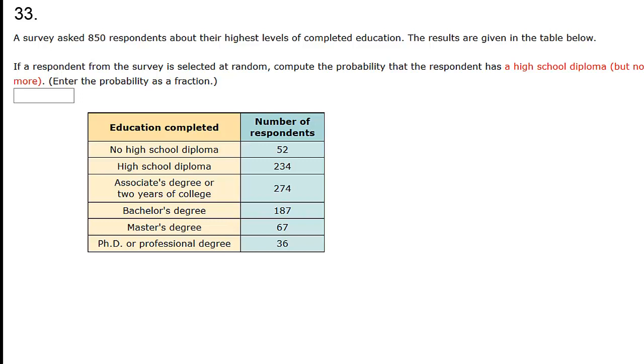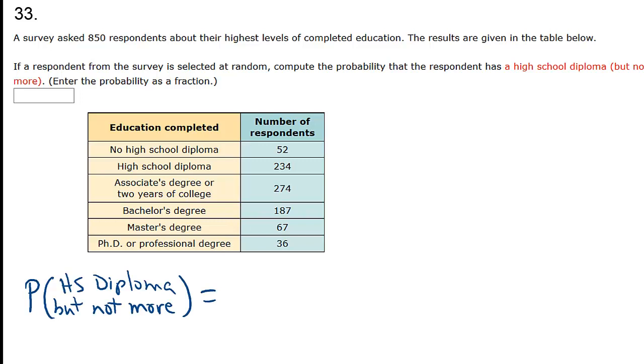So if you read this chart, you can see there are different categories: no high school, associate's degree, all the way up to the PhD or professional degree. The probability that the person has a high school diploma but not more, you've got to look at that category. The person has a high school diploma but not more. There are 234 of those people.